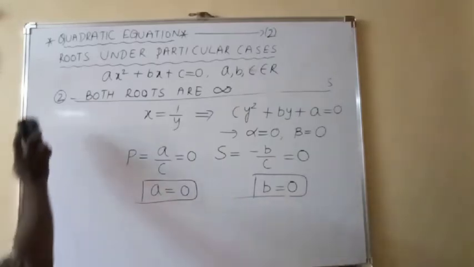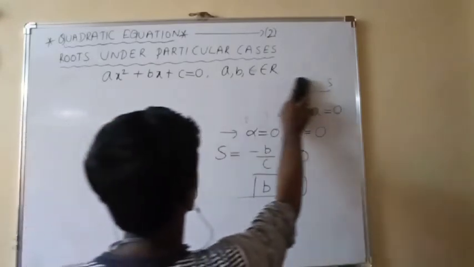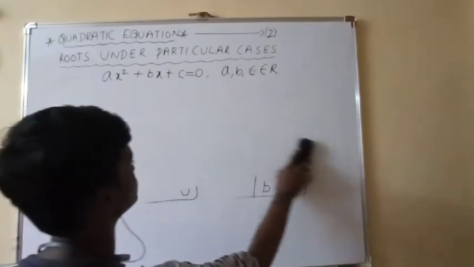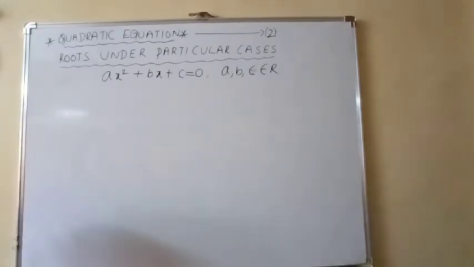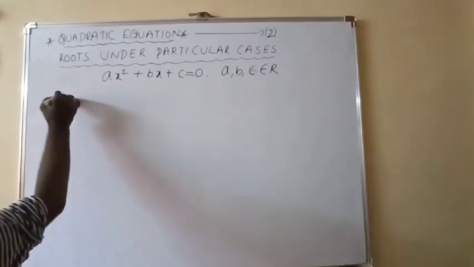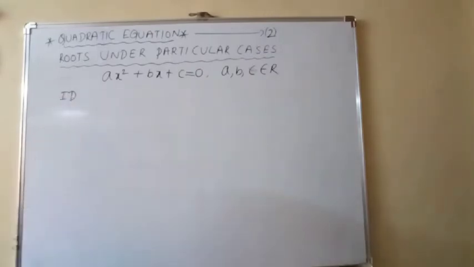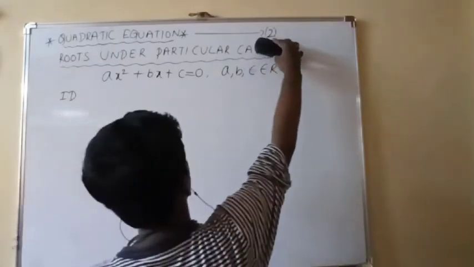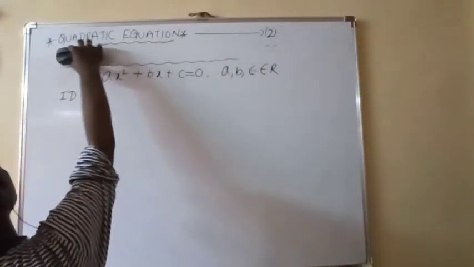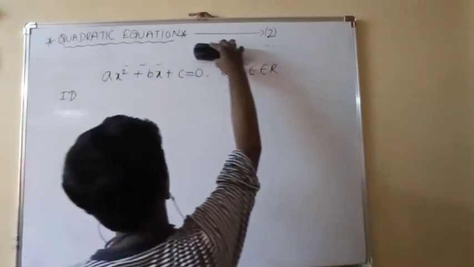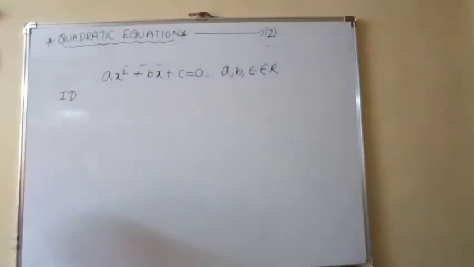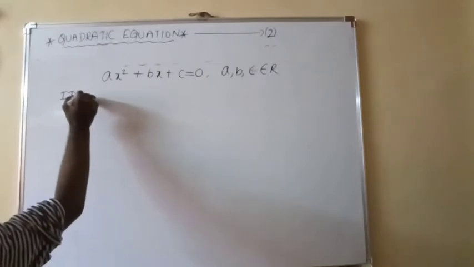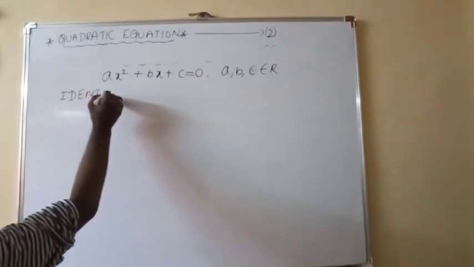Next, the third one: identity. So roots under particular cases, that topic is over. Next is one definition, identity.